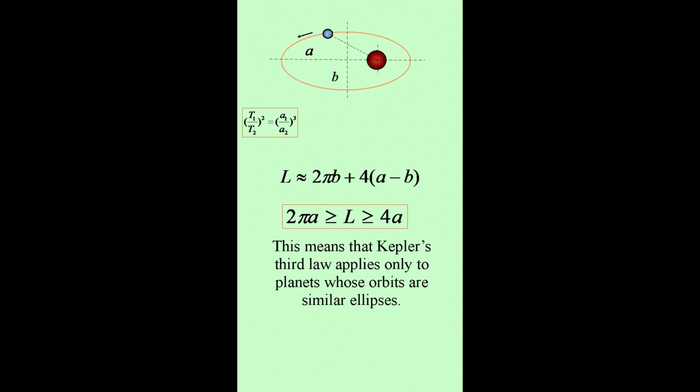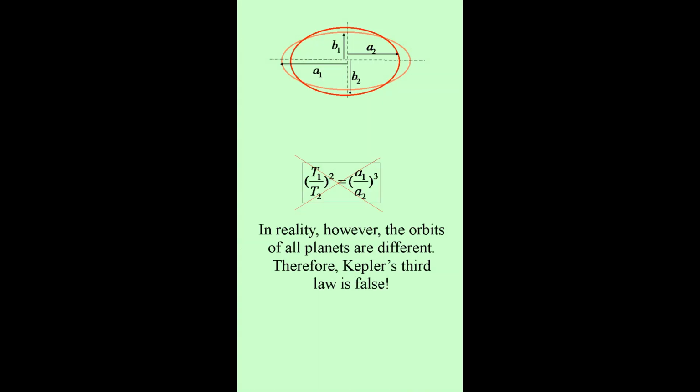This means that Kepler's third law applies only to planets whose orbits are similar ellipses. In reality, however, the orbits of all planets are different. Therefore, Kepler's third law is false.